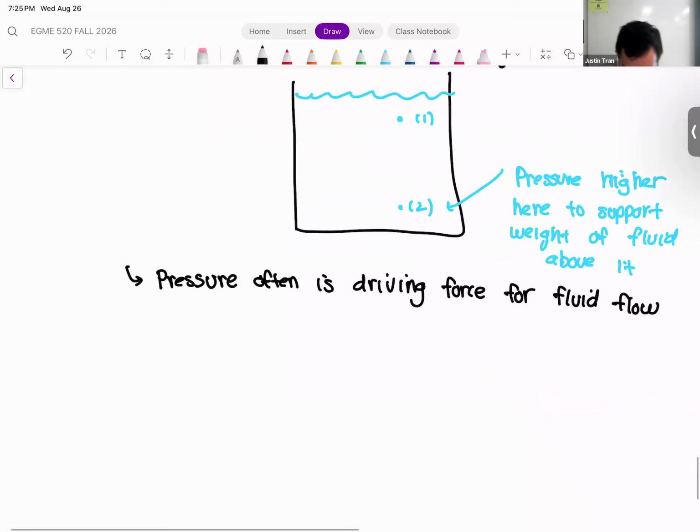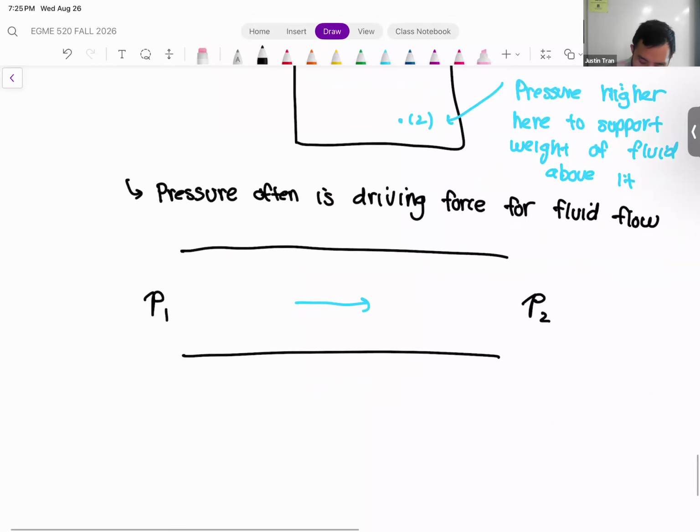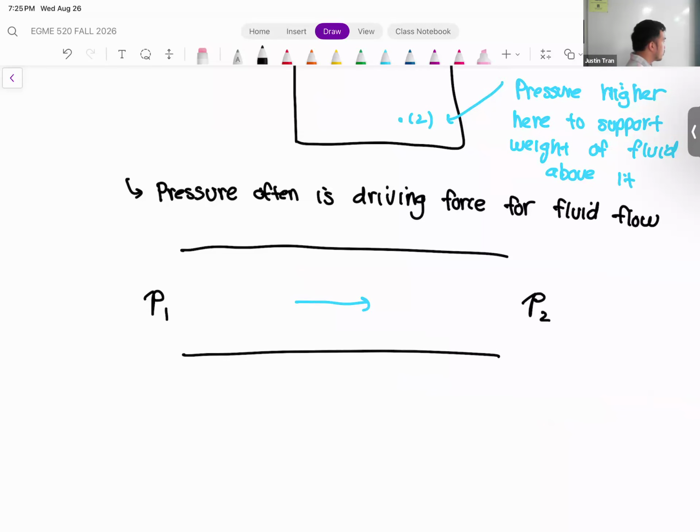So if you have a pipe like this, and you have flow that's going from, let's say, left to right, the thing that drives this flow often is a change in pressure. The pressure on one side here, we'll call P1, and the pressure on the other side, P2. In order to drive the flow from left to right, the pressure on the left has to be greater than the pressure on the right. So this is the main principle that drives pipe flow.